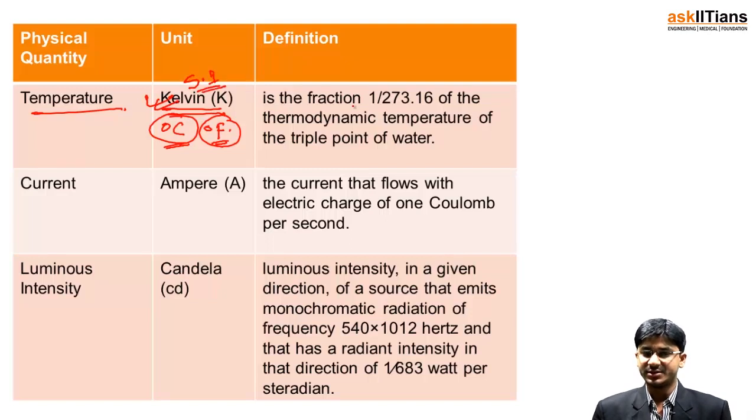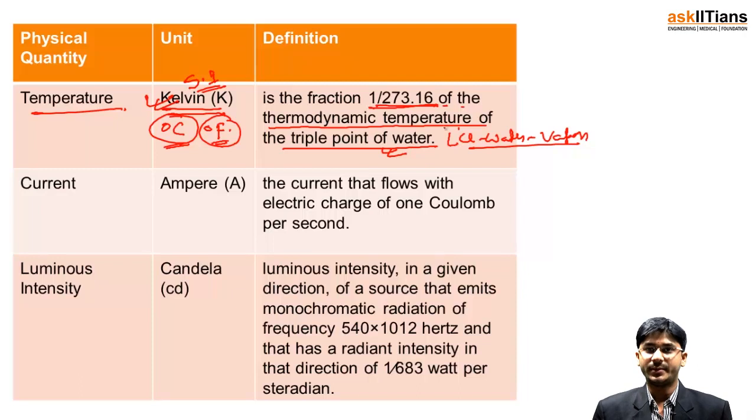This has been defined as the fraction 1 by 273.16 of the thermodynamic temperature of the triple point of water. Now what does it exactly mean? I may not be able to convey this at this point in our lecture. The triple point of water is the temperature at which ice, water and vapor, all three, are in equilibrium, and this temperature is a constant.